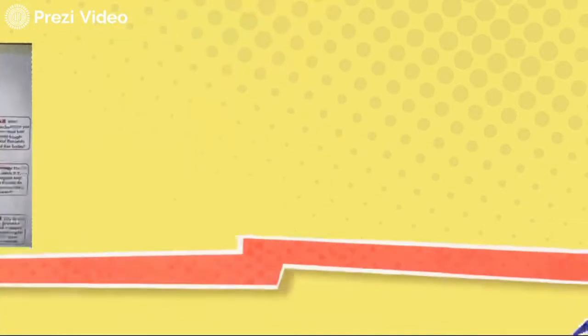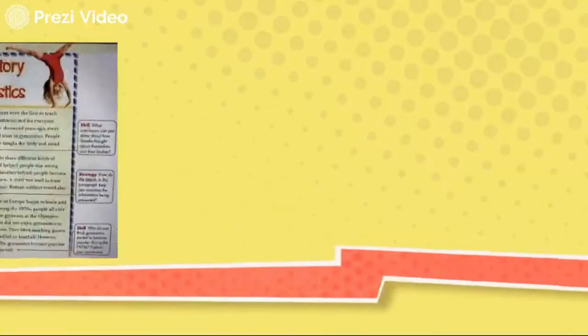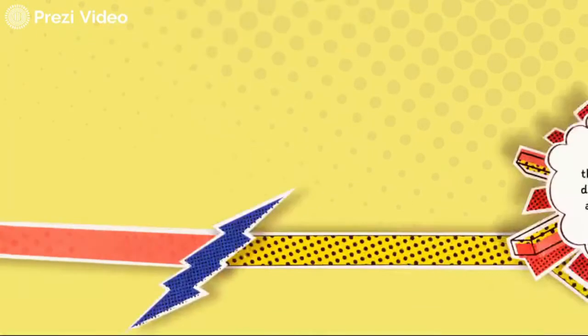So, using this story, we're going to answer a quick question. Why would they choose a girl doing a cartwheel as the visual for this article? It doesn't say this in the story. We have to make our own conclusion and inference about this. So if I look at the picture up here, we have a girl in an outfit doing a cartwheel at the top of the page. Now, why would they do that? Why would they put that in there?